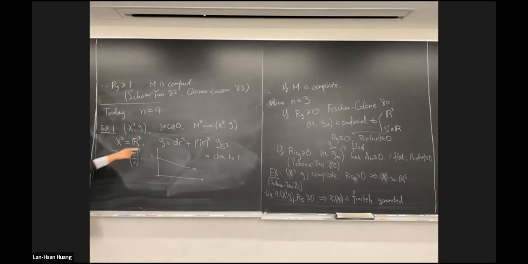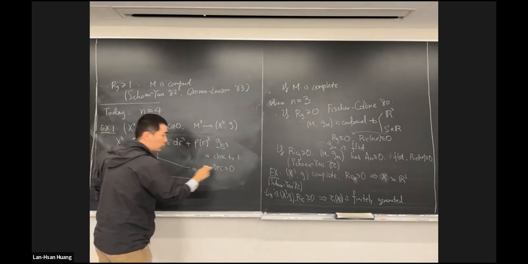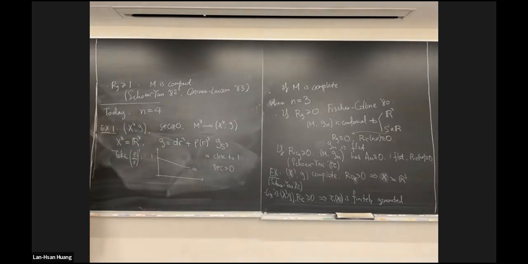Now you can compute the sectional curvature of this metric, and you can see that the sectional curvature is always positive, but decreasing to 0 near infinity. The upshot is that it's a rotationally invariant metric, so the standard R^3 is a totally geodesic embedding in this R^4. This is totally geodesic. So we only need to verify the stability inequality, okay?